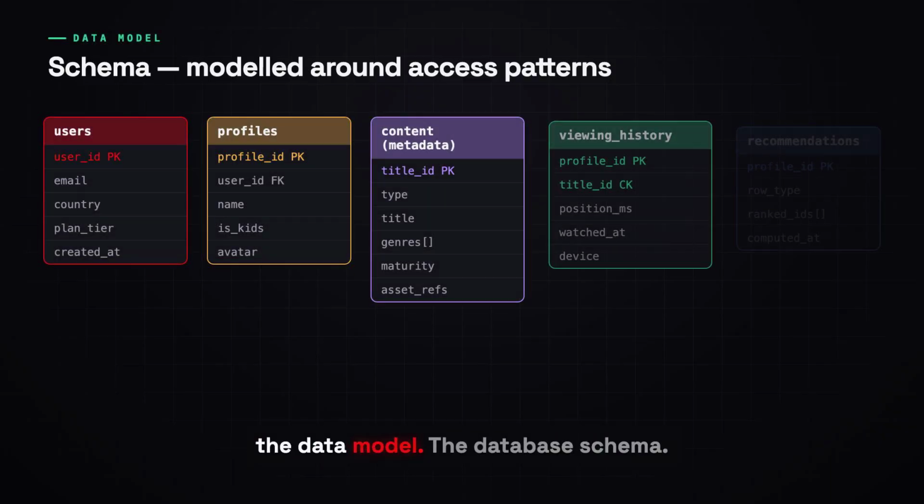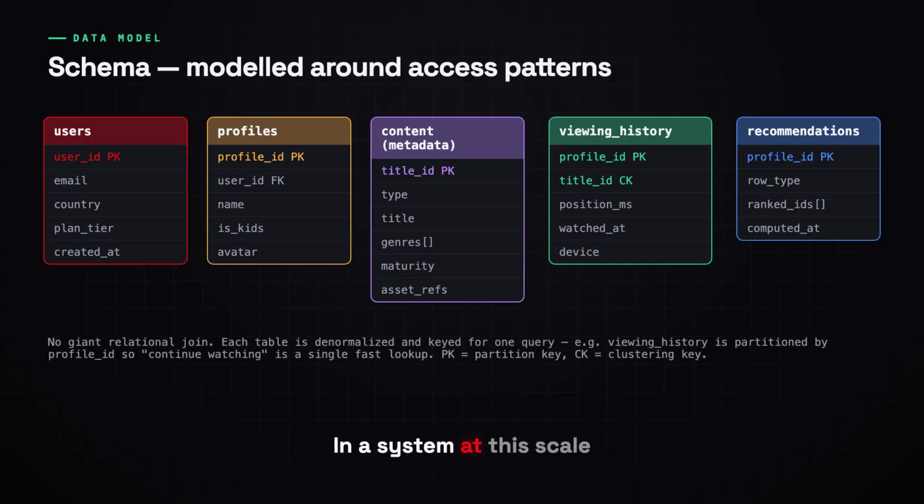Time for the data model, the database schema. In a system at this scale, you do not design one giant relational database with sprawling joins. You design each table around a specific access pattern. A users table for the account, and a profiles table, since one account has many profiles. A content table holding title metadata, genres, and pointers to the video assets.